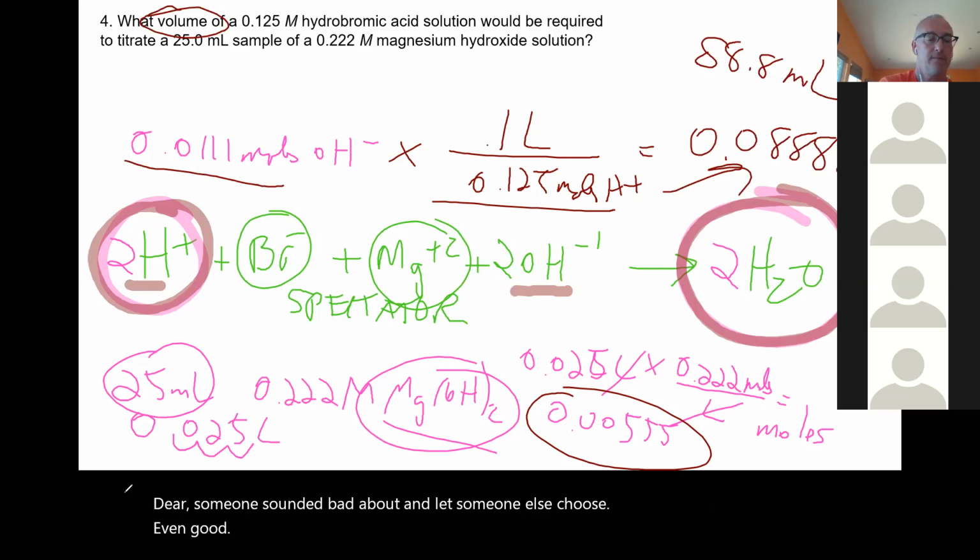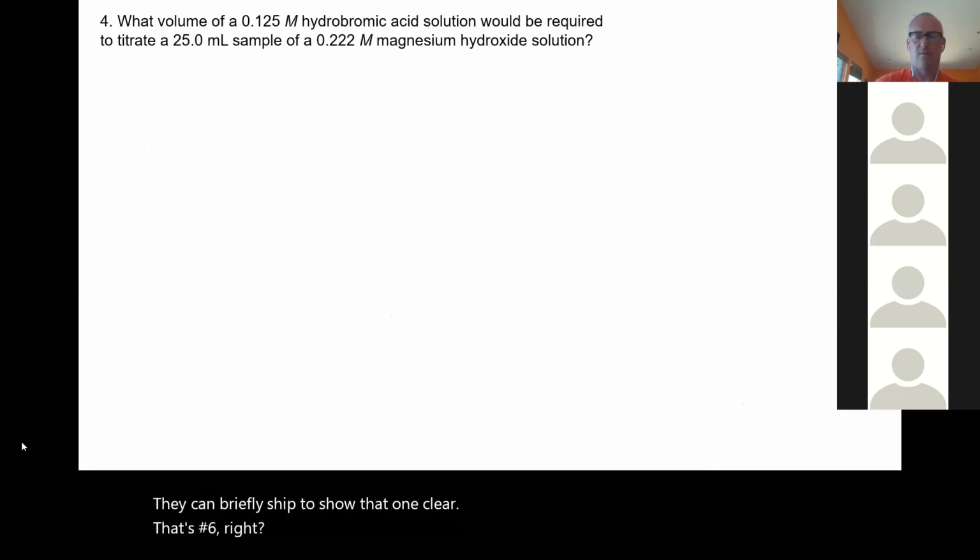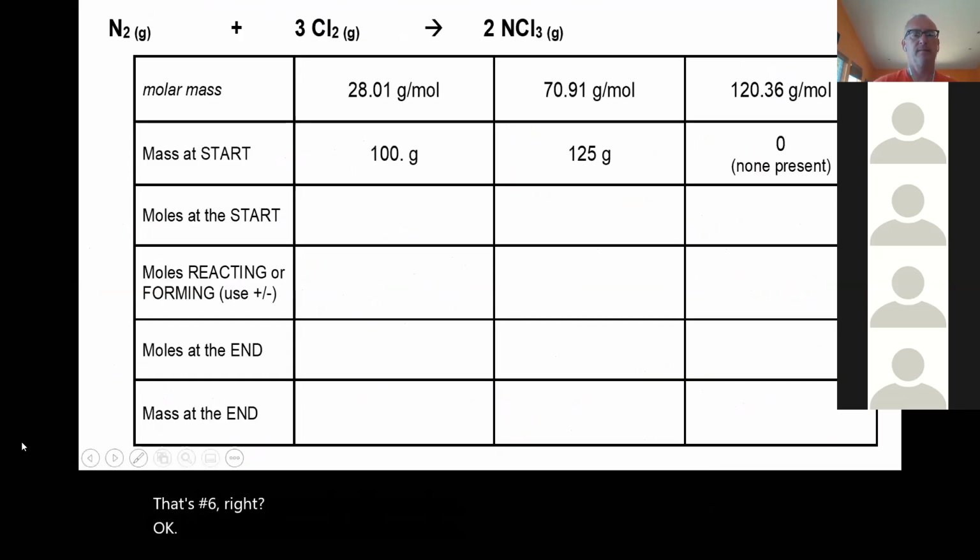The table, okay. They can briefly show that one clear. That's number 6, right? Yes. Okay. Yeah, so this is a reaction. It's actually balanced. That's good.